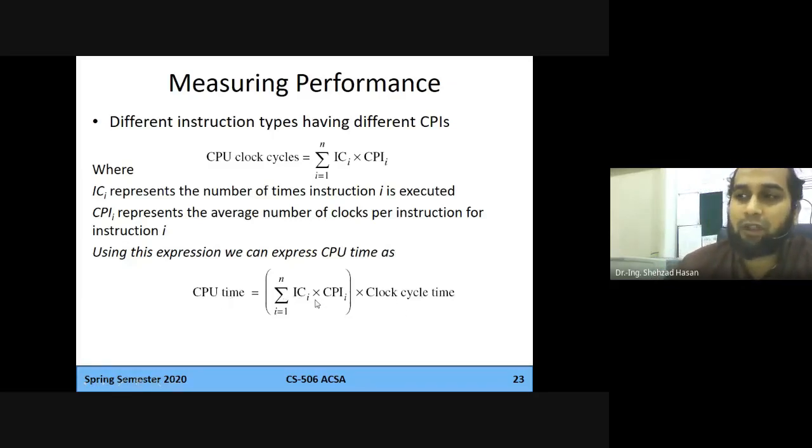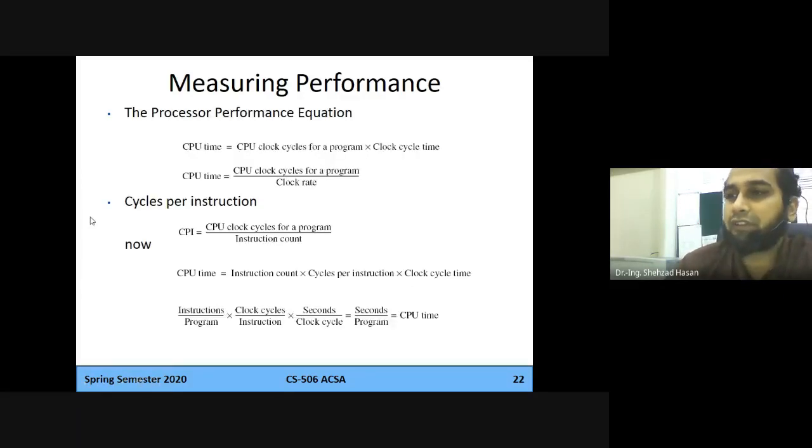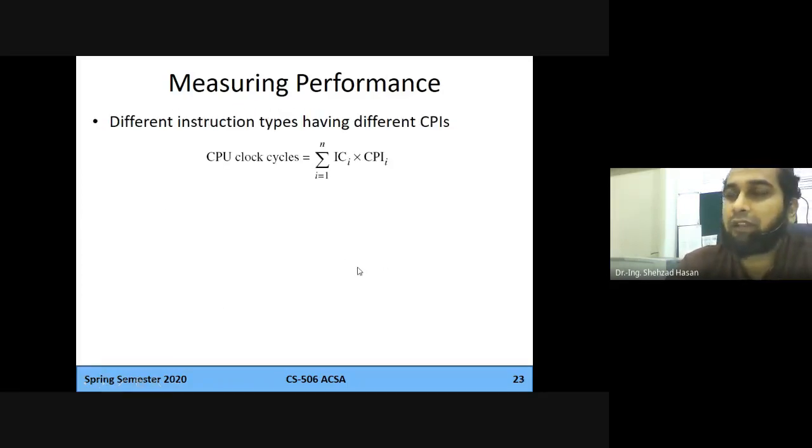This is a better way than the previous one, because in the previous one we were just using the CPI, cycles per instruction. The instruction count was totally multiplied by the average CPI. We were defining this thing. So how do we find that average CPI? The average CPI can be found out by this formula here.